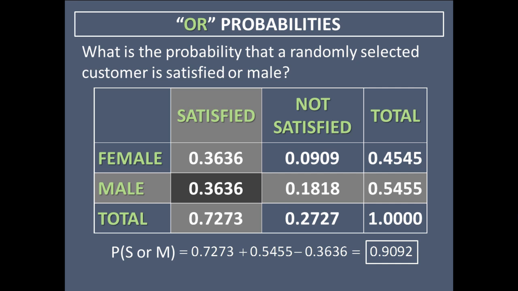And again, we have a slight discrepancy between our value here and when we calculated the probability looking at the actual sample. And the reason for that discrepancy is because of the rounded values that we've used in this table.